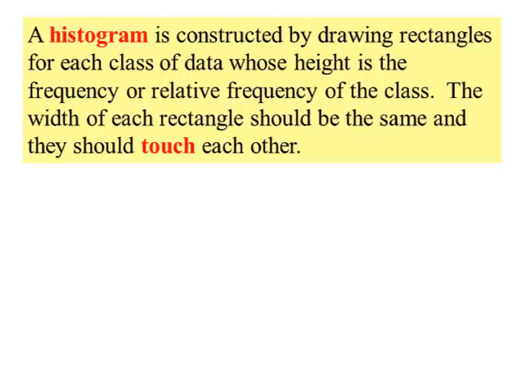Now this is different than bar charts. In bar charts, the bins do not touch each other. In histograms, they do. That will tell the reader what type of data. Quantitative data will be histograms. Qualitative data will be bar charts.